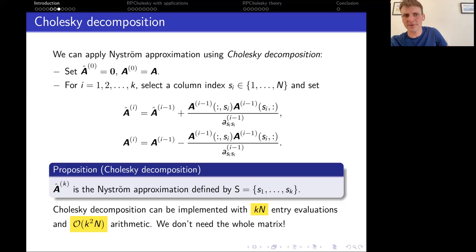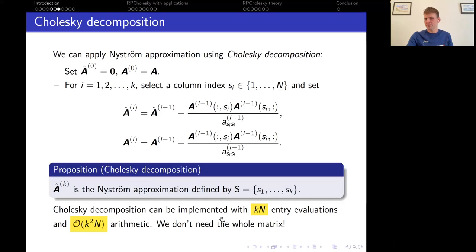I have introduced this as a stepwise procedure. Column index S1, then column index S2, then column index S3, then column index S4, etc. But the order actually doesn't matter at all. At the end, you get out the Nystrom approximation defined by the set of selected indices, S1, S2, S3, all the way to SK. So you could have done it backwards. You could have gone SK, SK minus 1, SK minus 2, SK minus 3. You would have gotten the same approximation in exact precision arithmetic. So that's another cool aspect of Nystrom approximation.